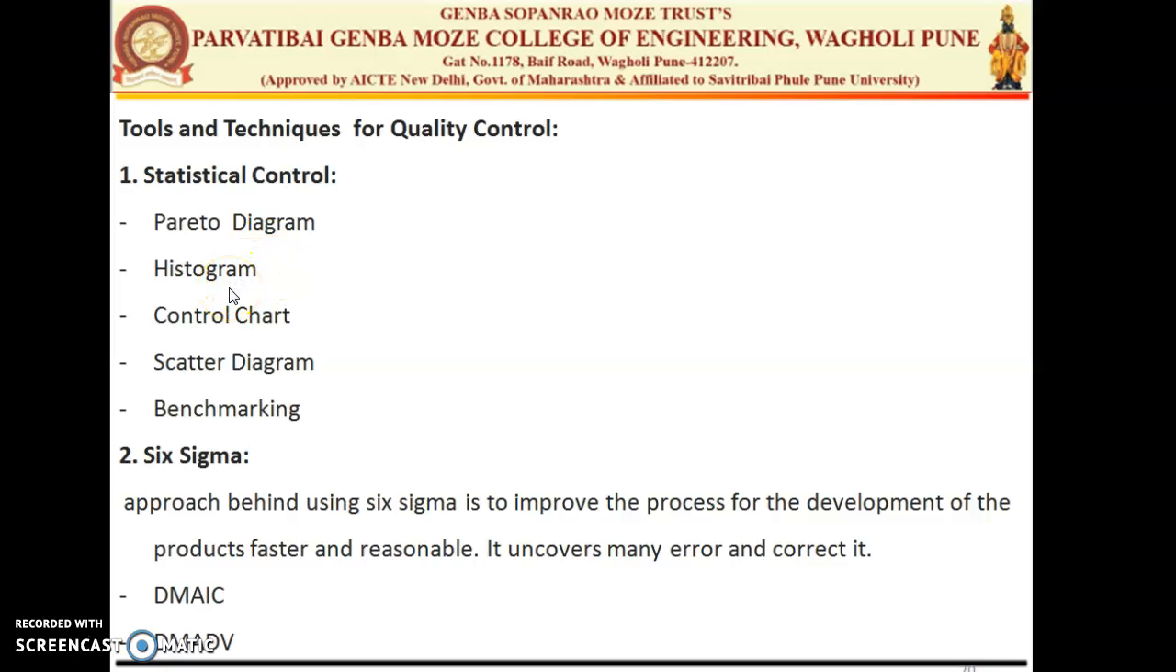That is the vertical bar graph that represents the frequency of each measured category of the variable. The third one is the control chart, which measures whether the processes are in statistical control or out of statistical control. The next one is scatter diagrams, where we have two different variables, one independent and one dependent. So the scatter diagram shows the relationship between the independent and dependent variables.